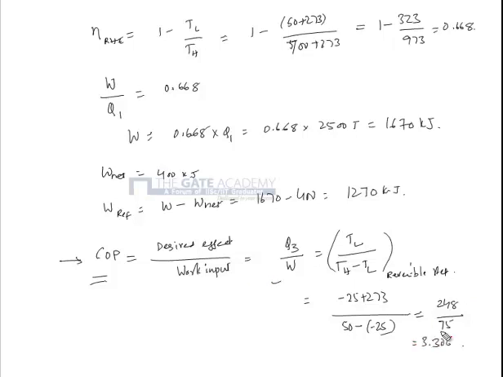So I know the work for the refrigerator. Now Q3 is the COP times the work of the refrigerator, which is 3.306 times 1270, and this comes to around 4191 kilojoules. So the answer is B. Thank you.